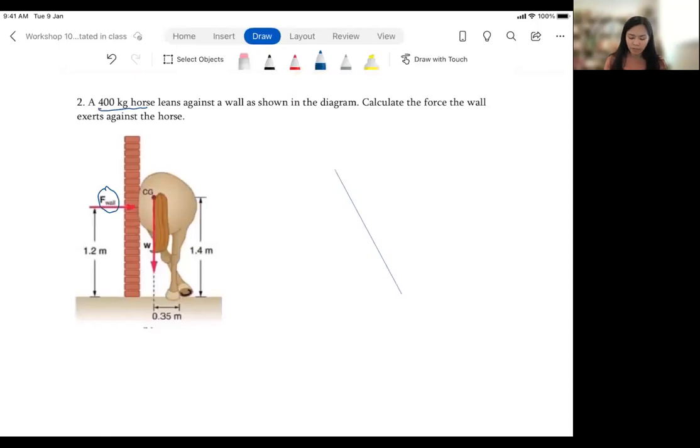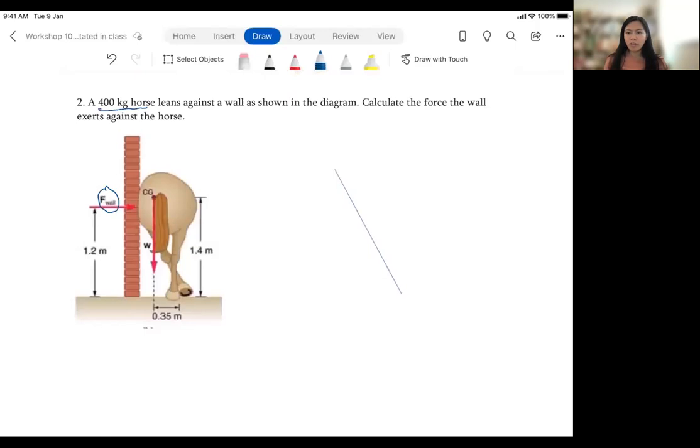It's given already here, but just check whether there are other forces that are not drawn in the free body diagram. Do you think there are other forces that we should indicate or include in the free body diagram, but it's not given in the problem? Do you think there are?